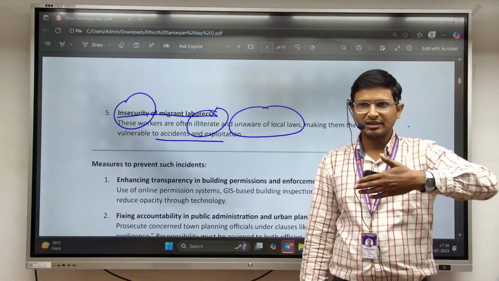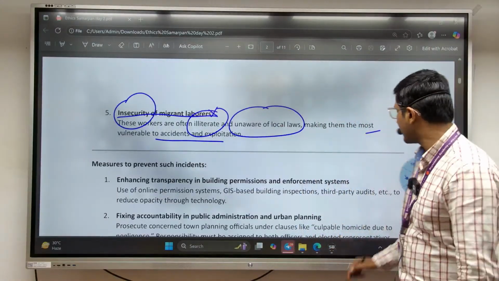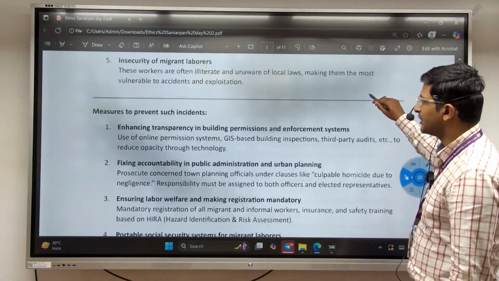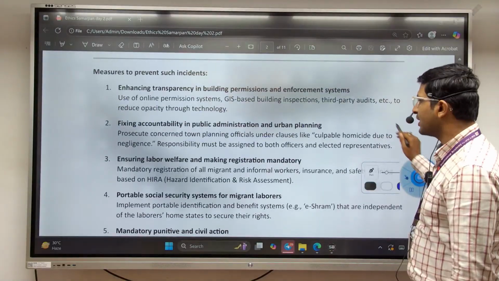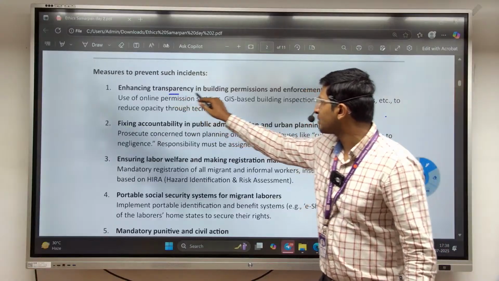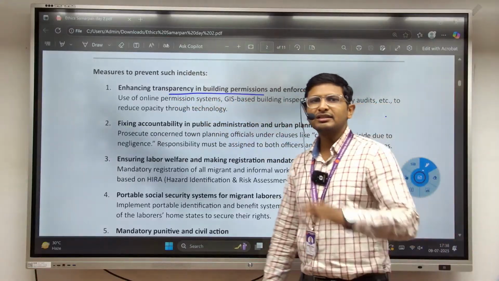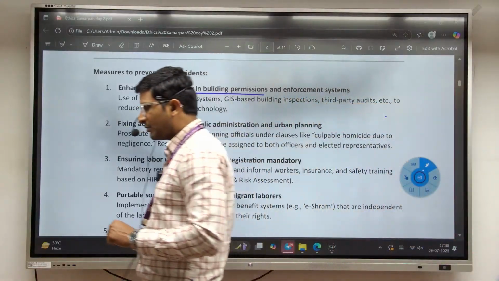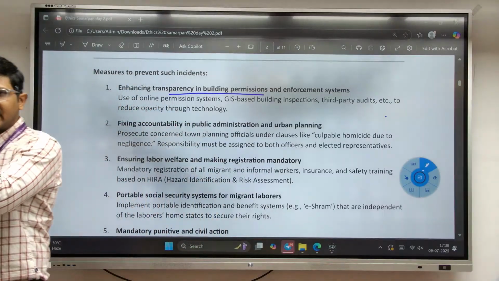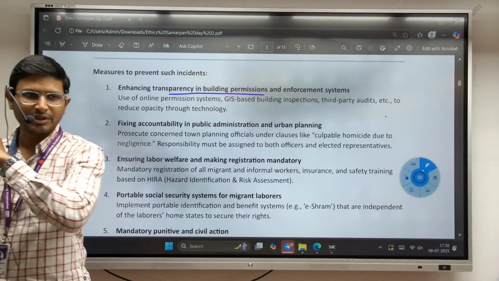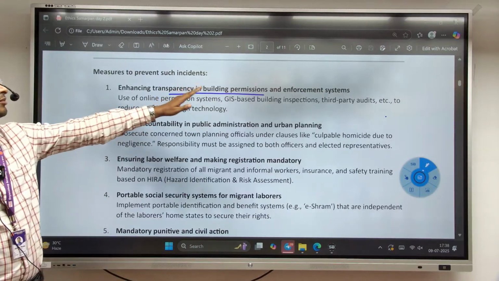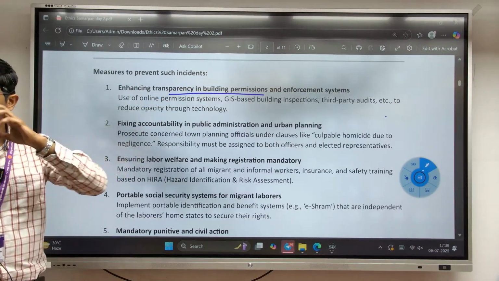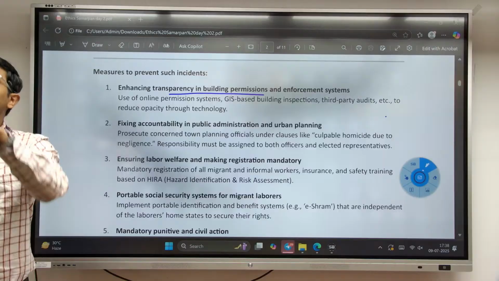Understood the reasons? When you understand the reasons, you have to write the solutions, what measures can be taken. The first thing we have to do is to enhance the transparency in building permission. किस तरह से building permission दे रहे हो तुम, because we know there is a lot of corruption in giving such building permissions. So enhance the transparency in building permissions and the enforcement system. How you can enhance it, that you have to write.